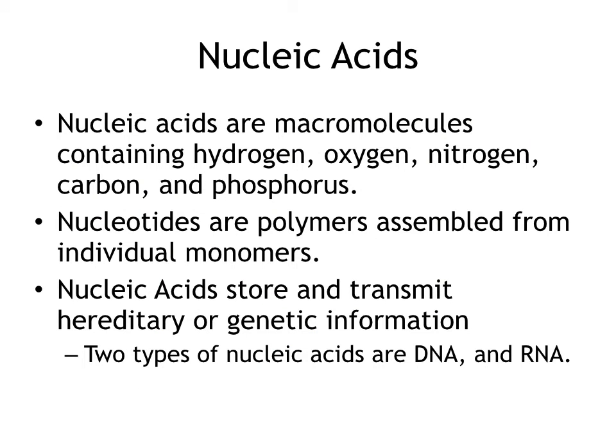Now nucleic acids are macromolecules containing hydrogen, oxygen, nitrogen, carbon, and phosphorus. We're containing all 5 right here. Nucleotides are polymers assembled from individual monomers, and they store and transmit hereditary information or genetic information. Now basically what you're going to need to know for now about nucleic acids is what elements make them up, and that the 2 types are DNA and RNA. Okay.